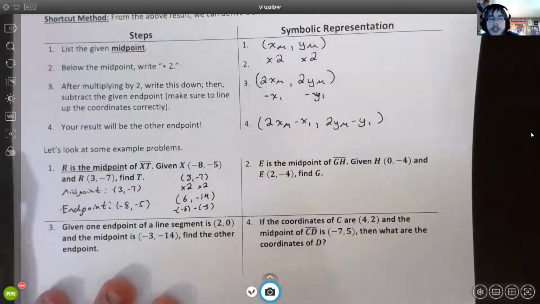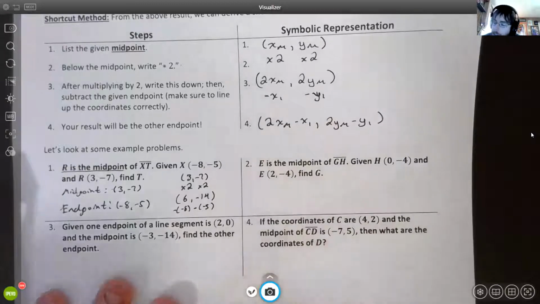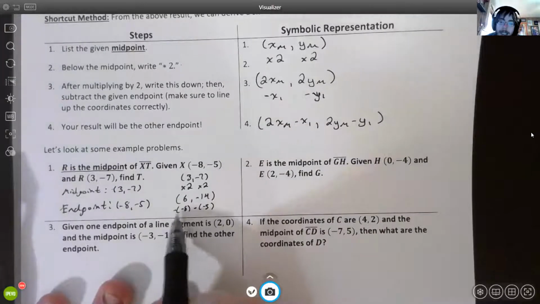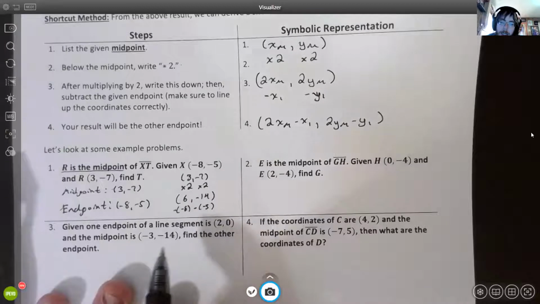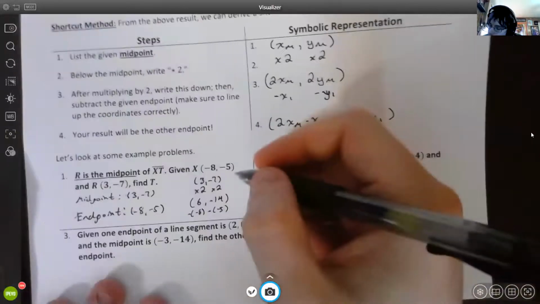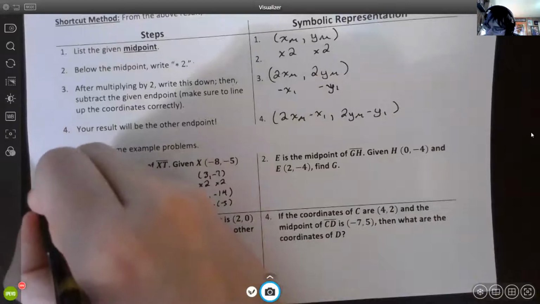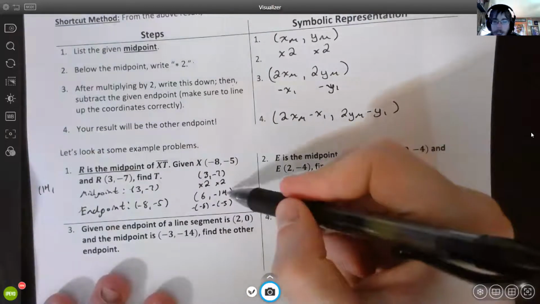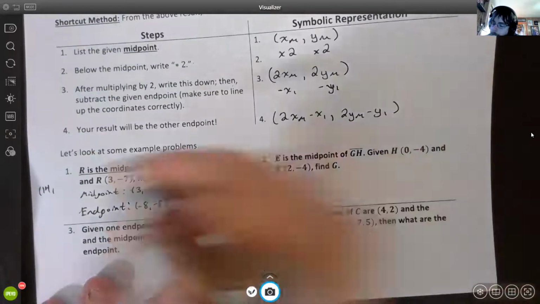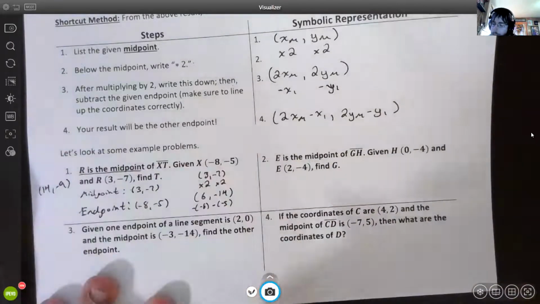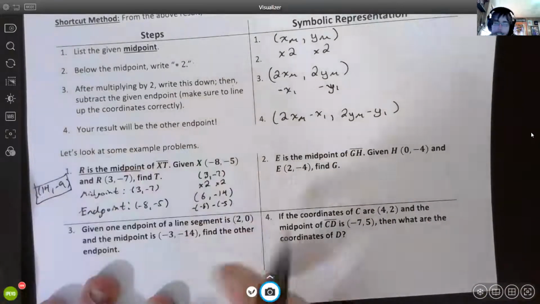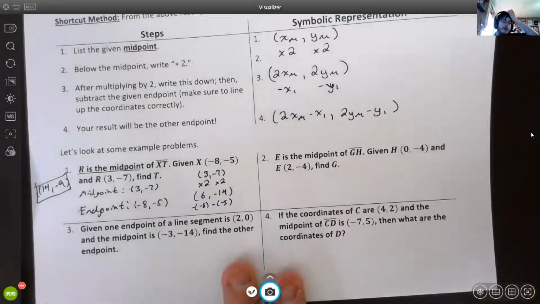Now remember, you have to be careful about your signs. You are subtracting a negative in this case, so this becomes a positive. So you get 6 plus 8. So 6 plus 8 is 14. And then -14 plus 5 is -9. So your endpoint would be 14, -9.